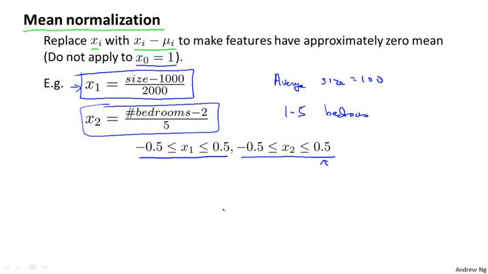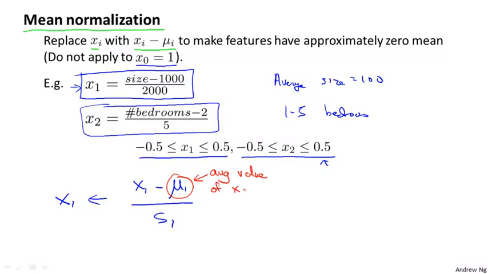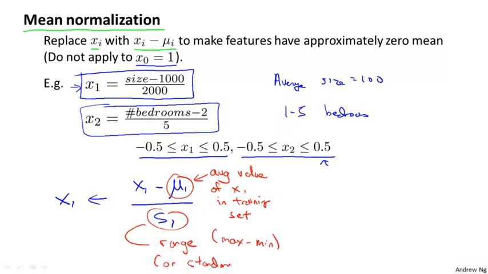And the more general rule is that you might take a feature x1 and replace it with x1 minus mu1 over s1, where to define these terms, mu1 is the average value of x1 in the training set, and s1 is the range of values of that feature. And by range I mean, let's say, the maximum value minus the minimum value. Or for those of you that know what the standard deviation of a variable is, setting s1 to be the standard deviation of the variable would be fine too, but taking this max minus min would be fine.